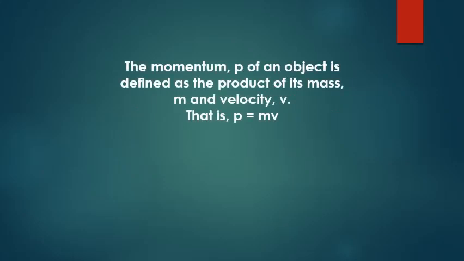One new thing that you will learn in this chapter is momentum. Momentum, as described by Sir Isaac Newton, is the product of mass and velocity of an object. Momentum is denoted by P, mass is denoted by M, and velocity is denoted by V, as you can see on the screen. So the momentum of an object is defined as the product of its mass and its velocity. So momentum P equals M into V, that is mv.